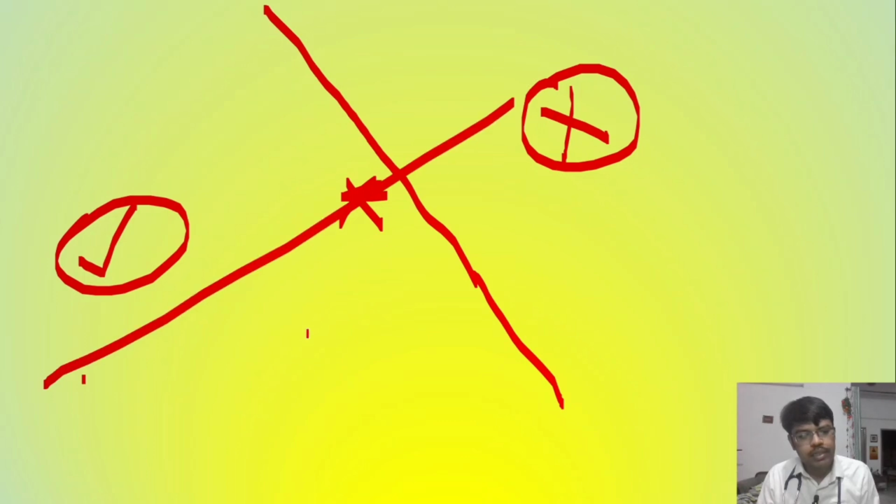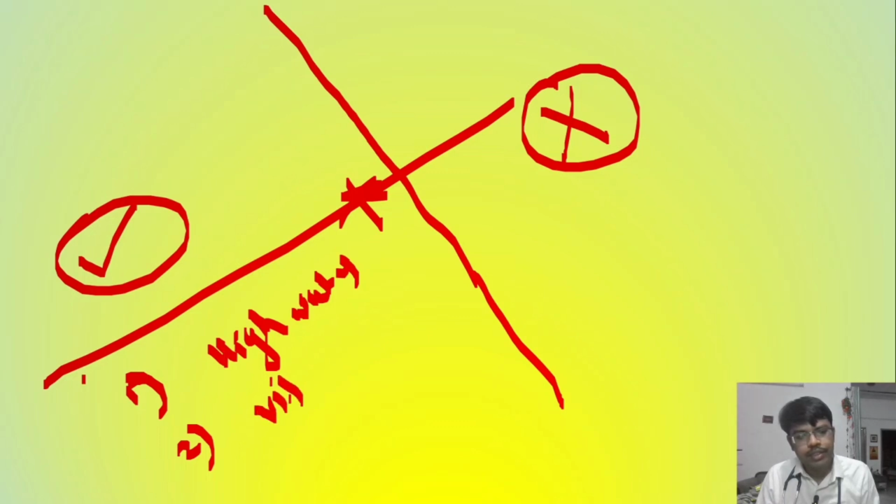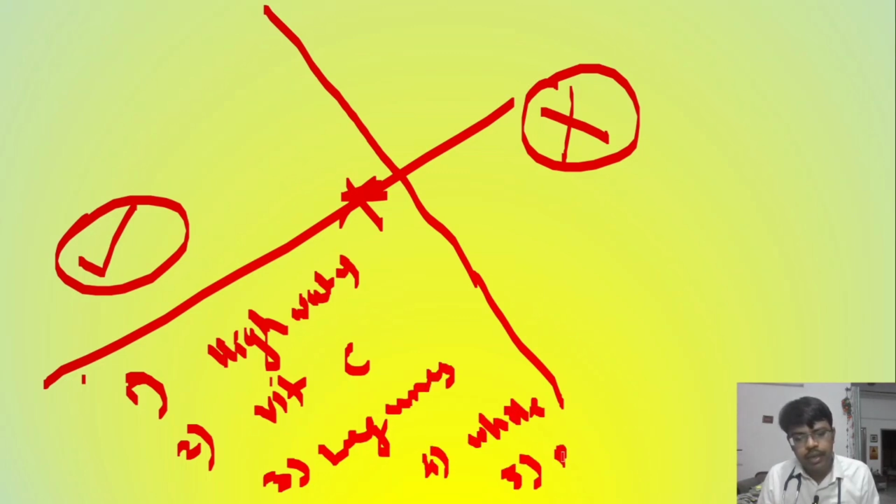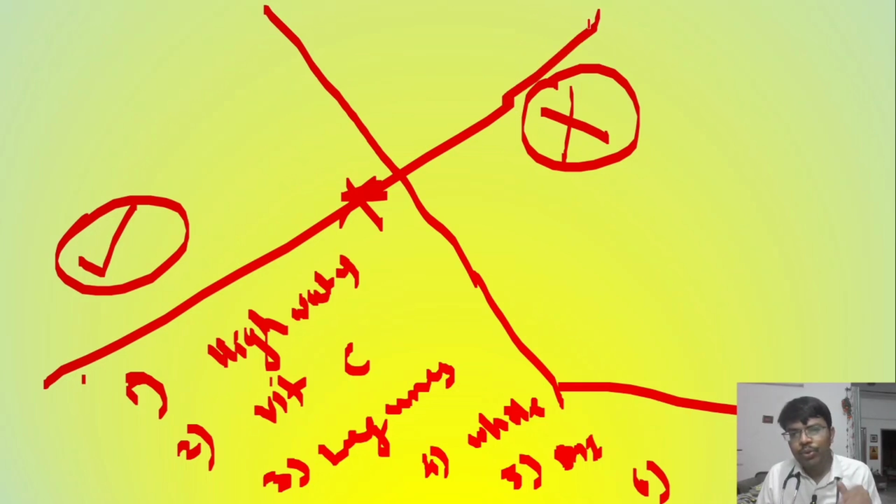Mostly in summary, include high water, vitamin C related food items, legumes, whole grains, bring the BMI under control, avoid stress. A good 30 minutes of exercise is very, very helpful in improving the metabolic functions of the kidney.